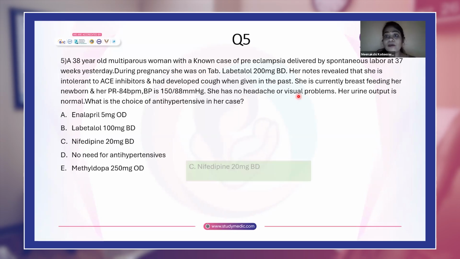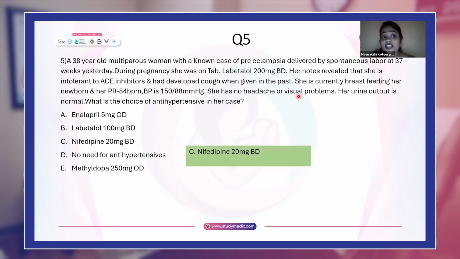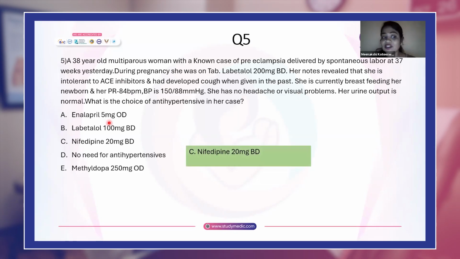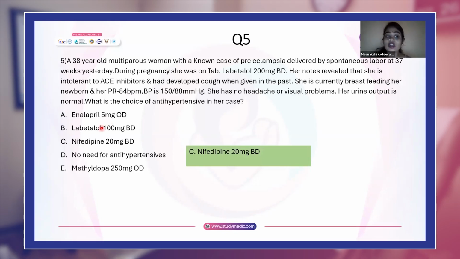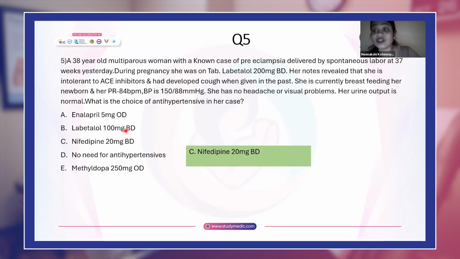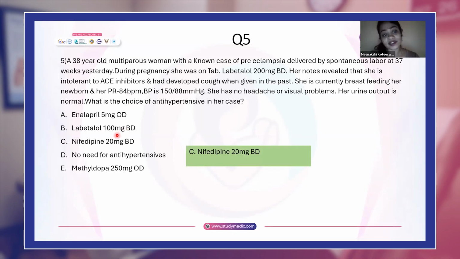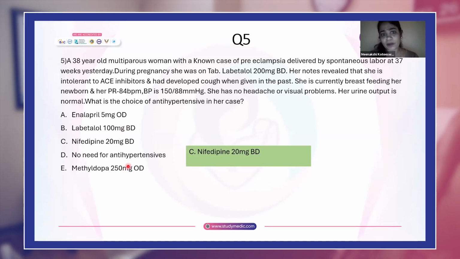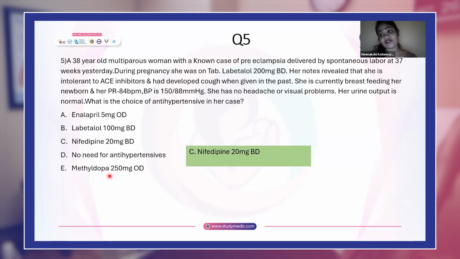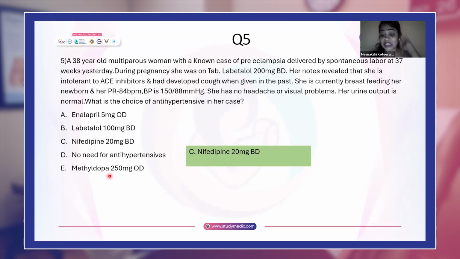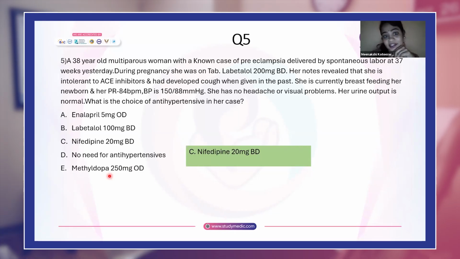So obviously in postnatal, we go for enalapril, but here you know that she's intolerant to ACE inhibitors, so you cut this option. And then you go for labetalol 100 mg. Labetalol, yes, can be given postnatally, but it's the primary medication of choice when she's pregnant, not in postpartum. Then you may go for nifedipine, which is actually the drug of choice. No need of any antihypertensives, no, because her blood pressure is 150/88. Methyldopa, obviously we don't give in the immediate postpartum because of the risk of postnatal depression. So nifedipine becomes the choice here.